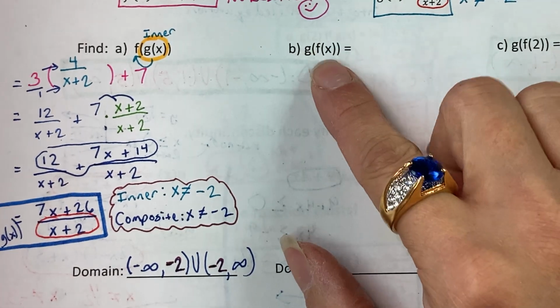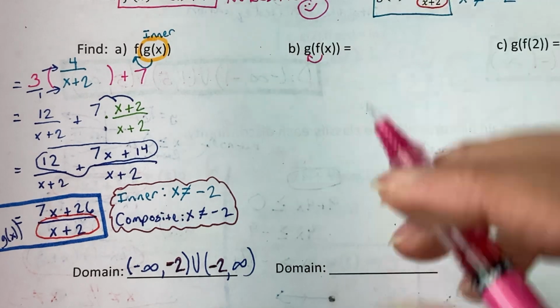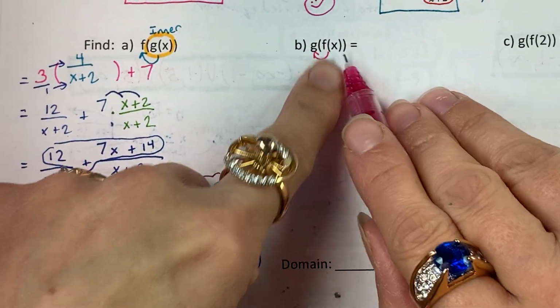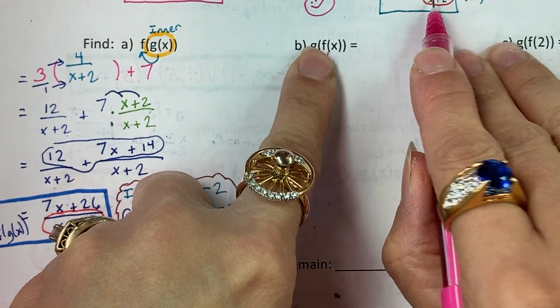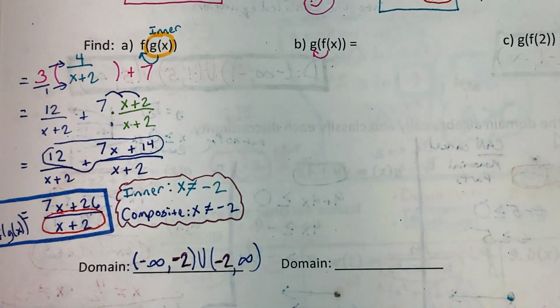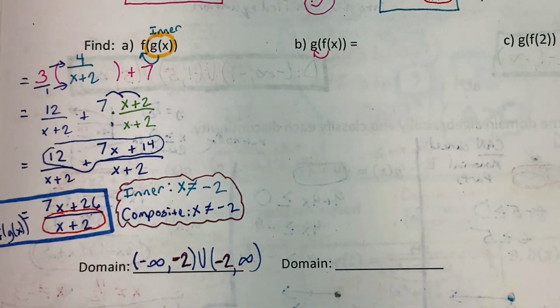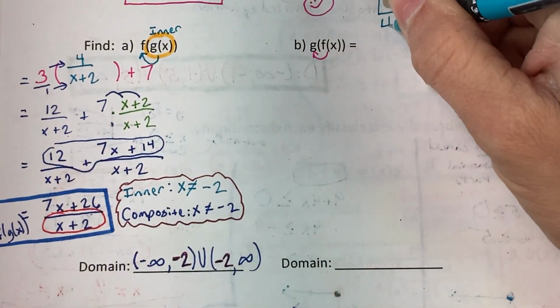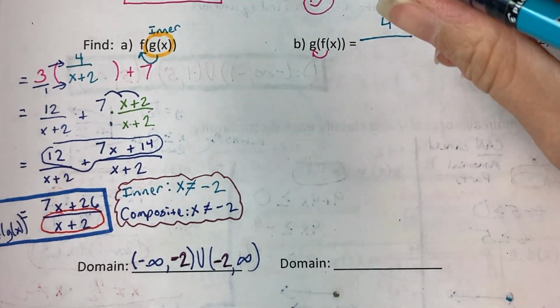What happens when I put the f function into my g function? So again, folks, g of 4, we'd plug in 4 for x. G of 5, we'd plug in 5 for x. G of f of x, we're going to plug our f function into our g function. So 4 over an input plus 2.